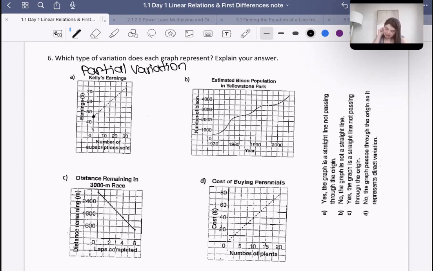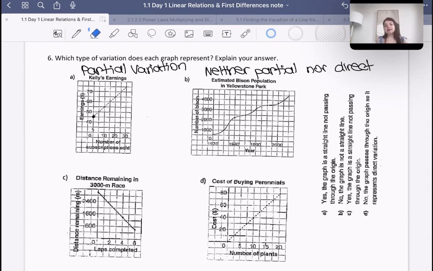B, estimated bison population in Yellowstone Park. Well, this is not a straight line, so this would be neither partial nor direct. And same thing with justification. I won't write it down, but I'll say it here that my justification is that this is not a straight line. This does not represent a linear relation. It kind of curves, and so no.